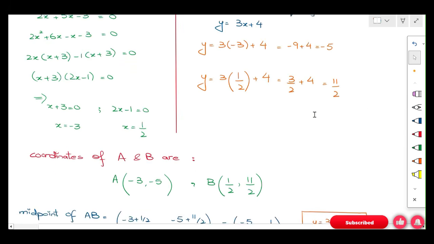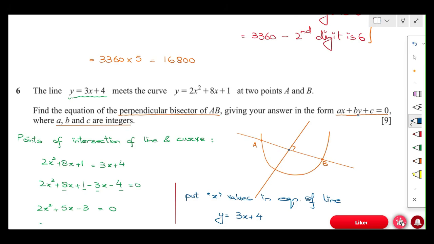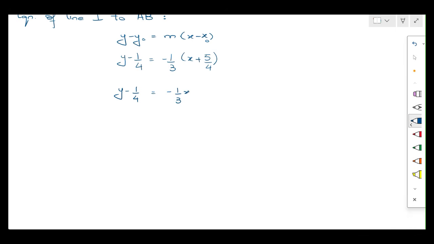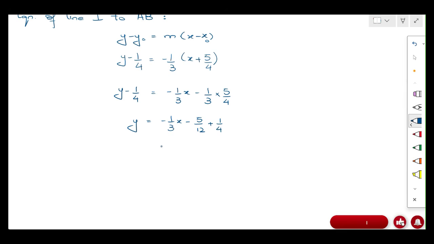Okay, now we have to convert it into the form ax plus by plus c, where a, b, c should be integers. So let me convert it into that form. y minus 1 by 4 is as it is. Let me simplify the right hand side first. Minus 1 by 3 is multiplying with x, and minus 1 by 3 is multiplying with 5 over 4. So here y equals minus 1 by 3 x minus 5 over 3 times 4, which is 12, and shifting the other term to the other side becomes plus 1 by 4.